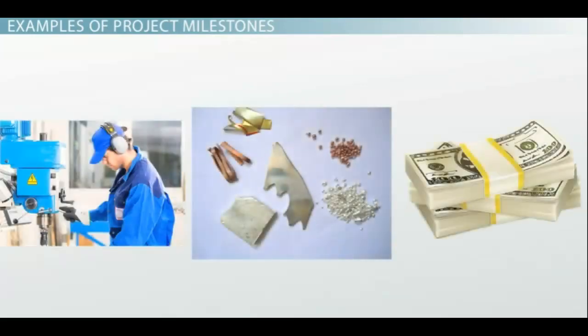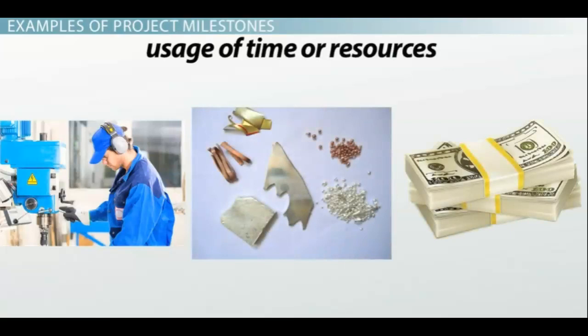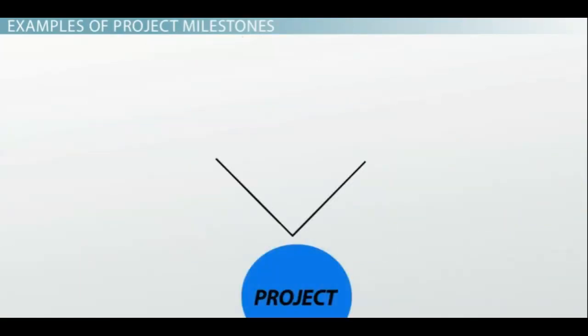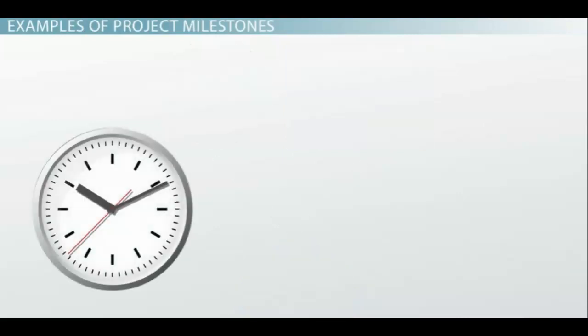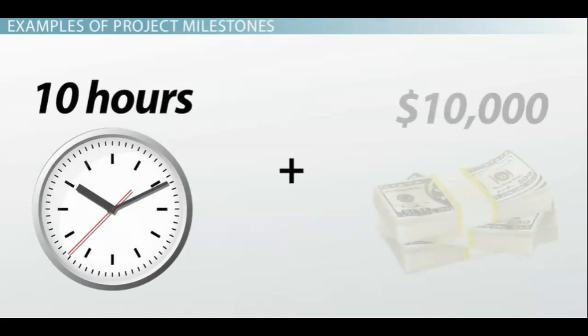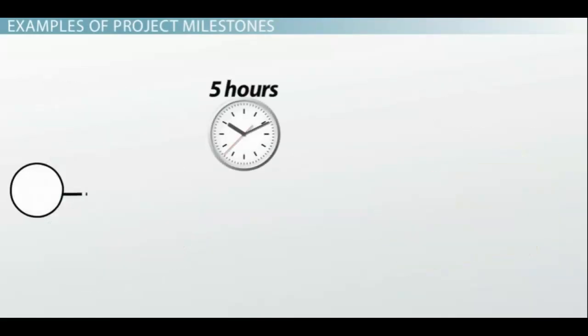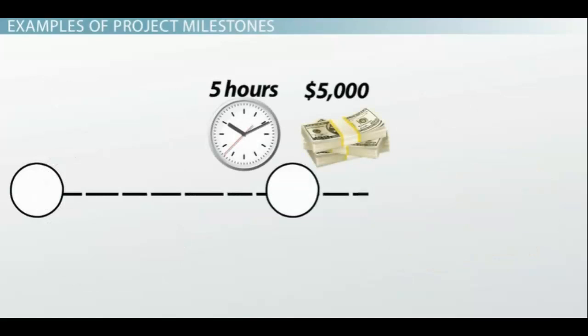Another example of milestones would be the usage of time or resources. This refers to the specific number of hours or materials allotted to a project. For example, if a project is expected to take 10 hours and cost $10,000 to finish, completing 5 hours of work and spending $5,000 may be considered a milestone.